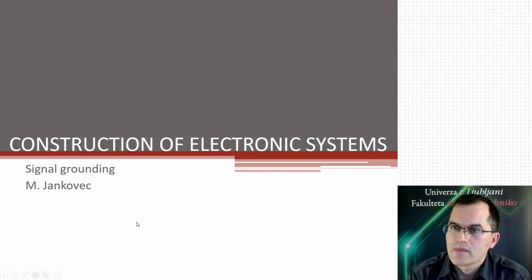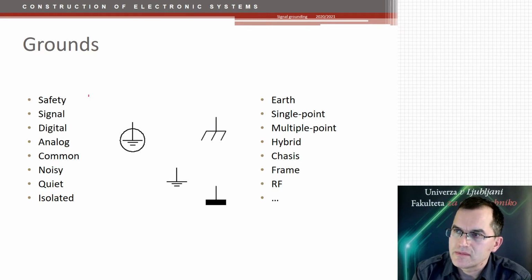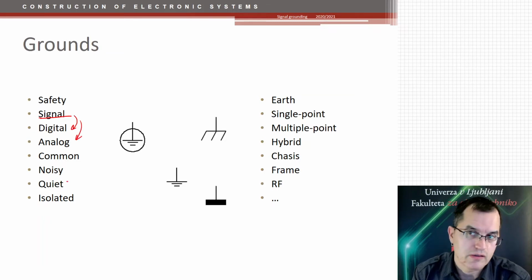The previous lecture was about safety grounding and safety in general. Now we will talk about signal grounding. What is that about? As you have seen before already on this slide, safety grounding was the previous lecture topic. Now we'll talk about signal grounding, and especially in that signal grounding we will distinguish between digital and analog grounds.